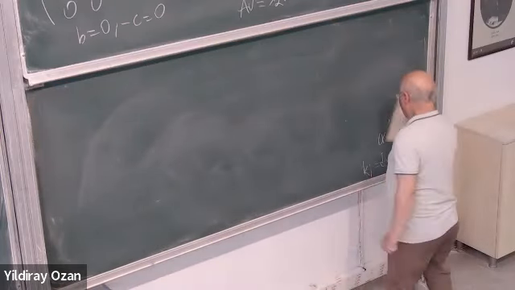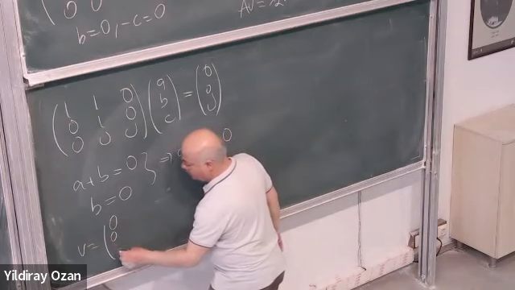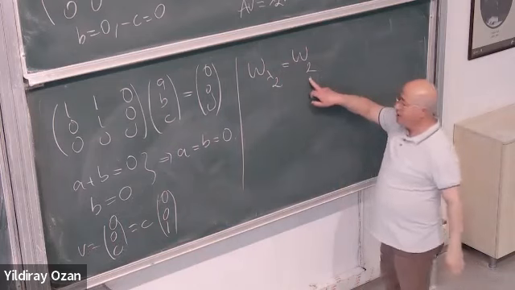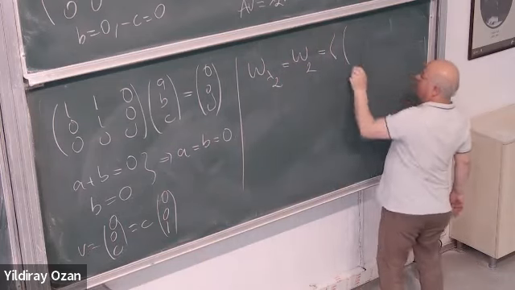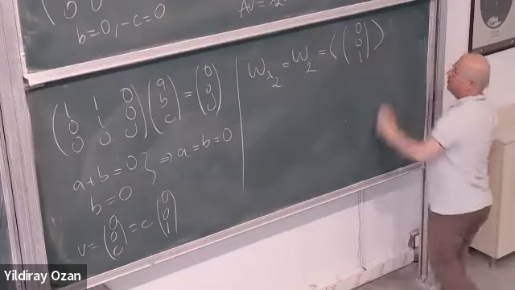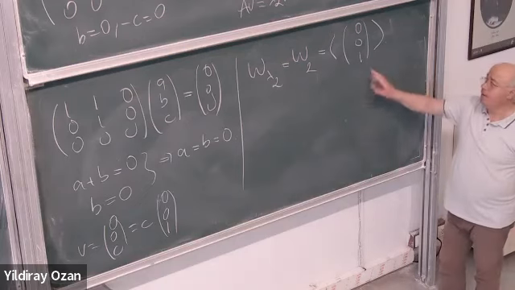C is arbitrary, so my vector has this form. A is 0, B is 0. C is arbitrary, so 0, 0, 1. So therefore, W2, the eigenspace corresponding to the eigenvalue 2, has dimension 1 as expected. And this is the eigenvector. Okay?